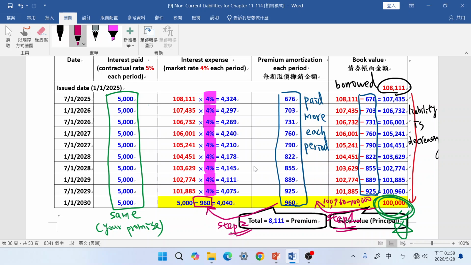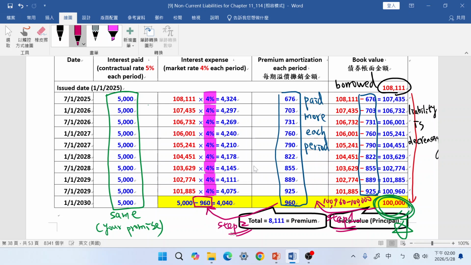Okay, if we finish, you can double check the answer right here. So see, the first column is always the same because it's based on your promise, right? So don't forget, your promise, the contractual interest rate, is always the same. Second column, what they want, based on the market interest rate, 4%. And we got our second cost of borrowing. So what does second cost of borrowing mean? You pay more each period.